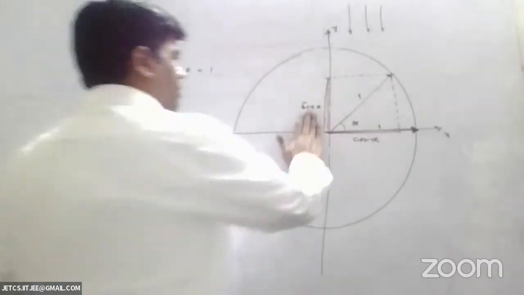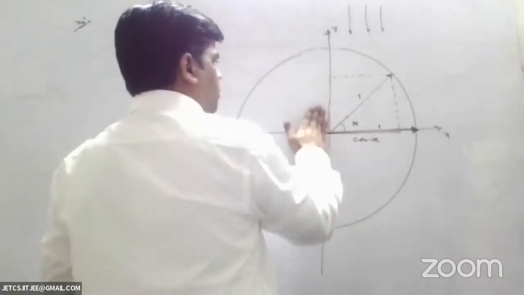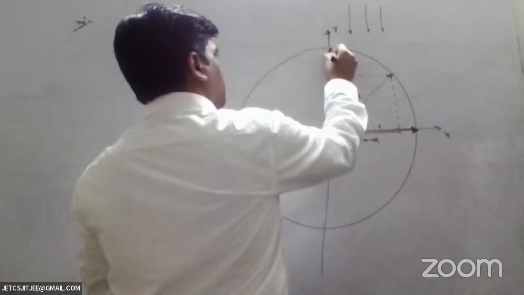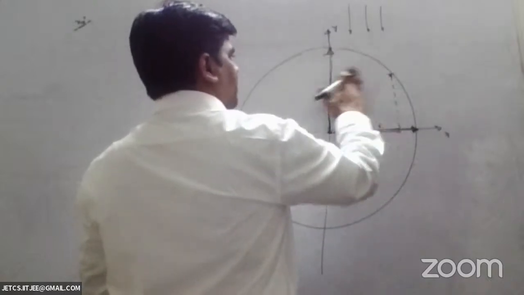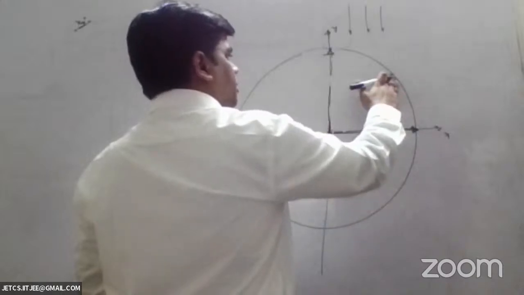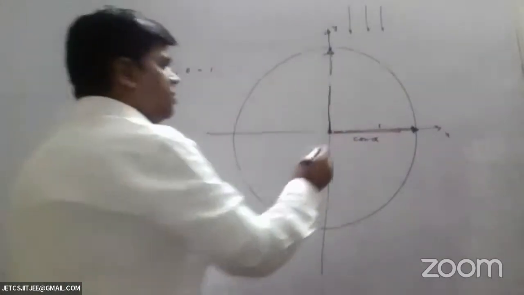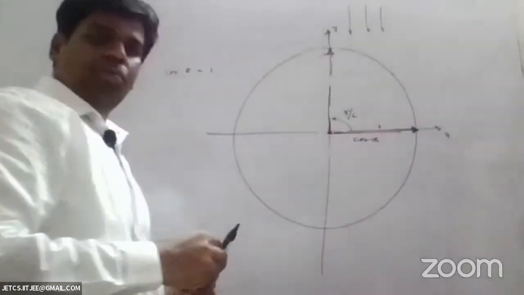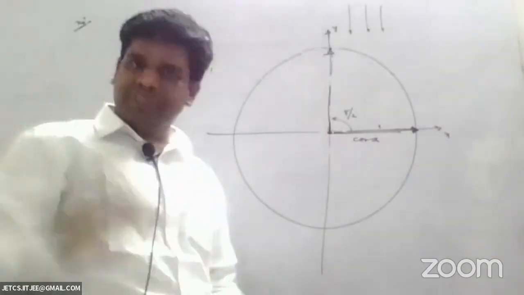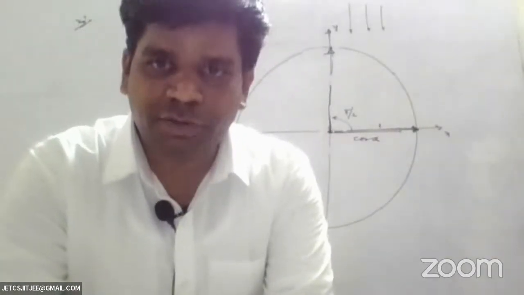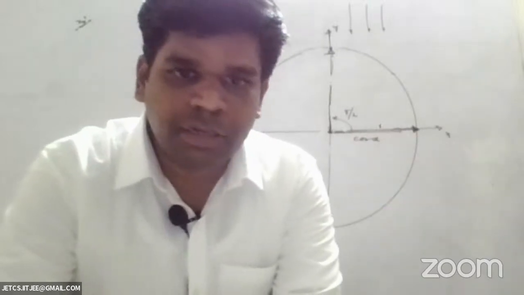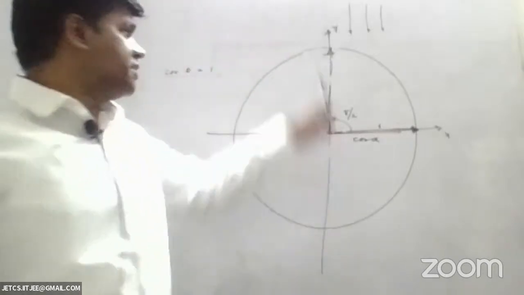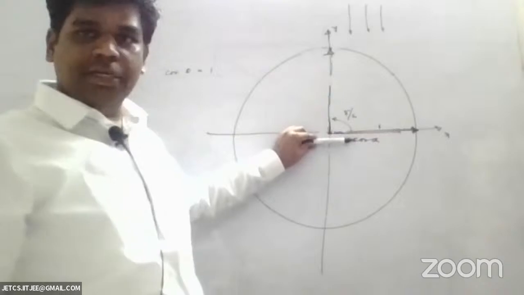Now let's forget sine for some time. When this radius vector becomes vertical, that means my alpha is 90 degrees, which corresponds to pi by 2. But let's deal with pi by 2 radians itself. So what is my cos now? What is the shadow? Can you quickly tell me in the chat box? What is the shadow of the vertical line on the horizontal line?